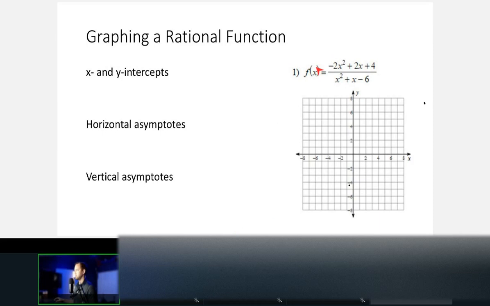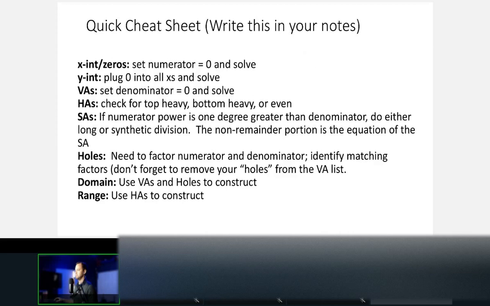So going back to this first page, remember, to find your x-intercept, we set the numerator equal to 0 and solve. All of you should have this cheat sheet in front of you, or you should know this like the back of your hand. But preferably you have it snipped or written down in your notes because you'll need this.